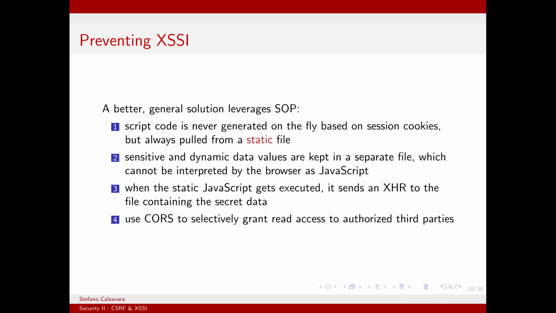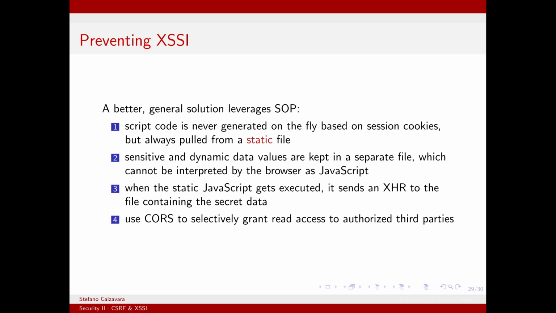In this way, when the attacker tries to load the script from the attacker-controlled origin, the request for inclusion will be a cross-origin request. And for the attacker, it will not be possible, due to the same-origin policy, to look into the content of the response and get access to the secret data. Of course, if you want to allow access to the secret data to authorized third parties, you can use CORS to selectively grant access to these entities.